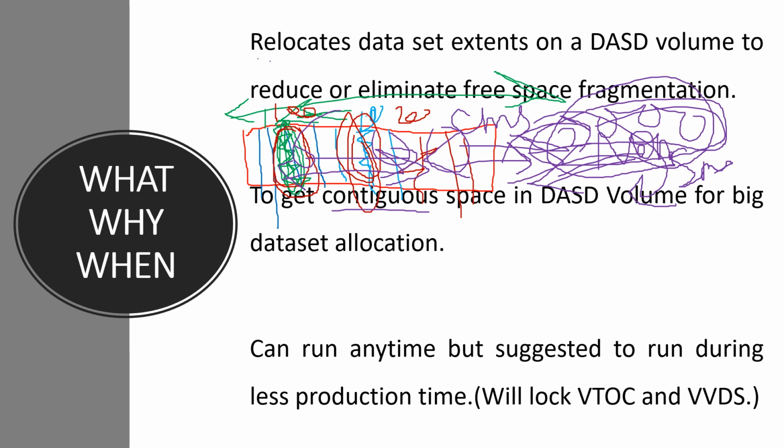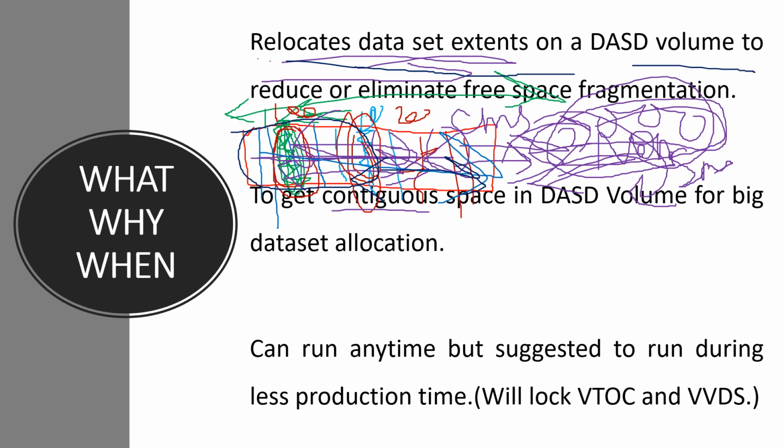We will relocate the data when we submit a defrag job using the program ADR DSSU. It relocates the data: all the existing space will be relocated and go into one place like this, so the largest space will be left over here. It will relocate the data set extents on a DASD volume to reduce or eliminate free space fragmentation. So there won't be fragments anymore; again, it will be constant space.